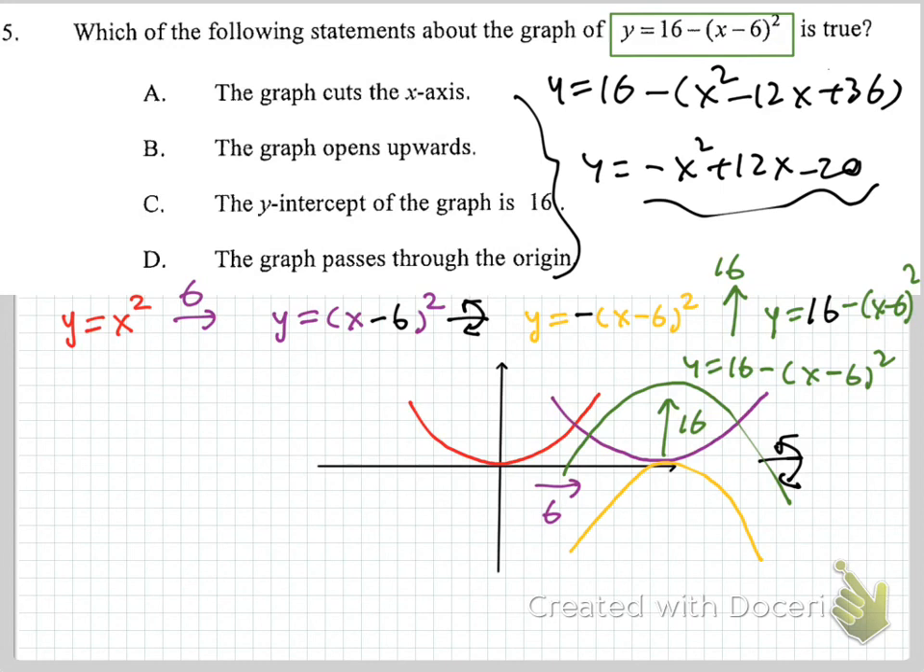Now, with this one, you can take a look at A, B, C, D, which is the better answer. Does it cut the x-axis? Yes, it does. Alright. Does the graph open upwards? No, it doesn't. Alright. Is the y-intercept 16? I don't know. Probably not. Alright, because from here you know that the y-intercept shall be minus 20. Alright. And does it pass the origin? No, it does not pass the origin, obviously. Alright. So the answer is indeed A.